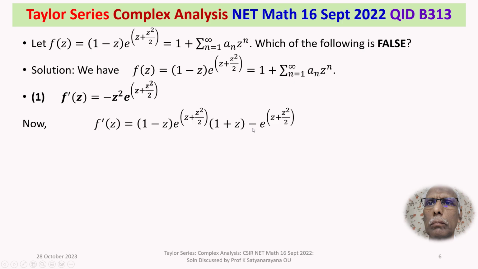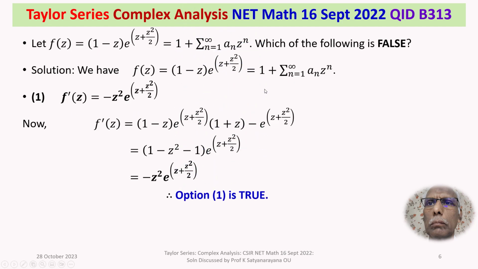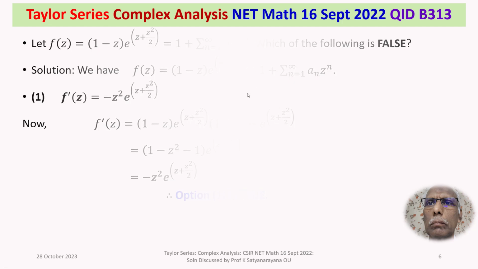The minus 1 is written here. Take e power z plus z square by 2 common, then you will get 1 minus z into 1 plus z, which is 1 minus z square, and here is minus 1. So minus 1 plus 1 cancels, we will get minus z square into e power z plus z square by 2, which is precisely option 1. Therefore, option 1 is true. Let's go to the next slide.